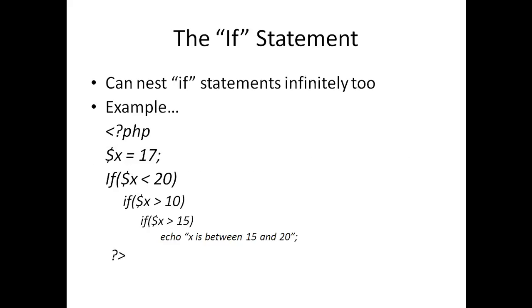The if statement continuing. You can nest if statements indefinitely. So you can have $x equals 17. If $x is less than 20, do this. If $x is greater than 10, do this. If $x is greater than 15, do this. Echo x is between 15 and 20. So you can see how that works. And you don't need braces because each subsequent line is actually another statement that requires a subsequent line. Unless you were having multiple statements underneath where the echo is, you wouldn't need braces, and even then you would only need braces underneath the if statement.